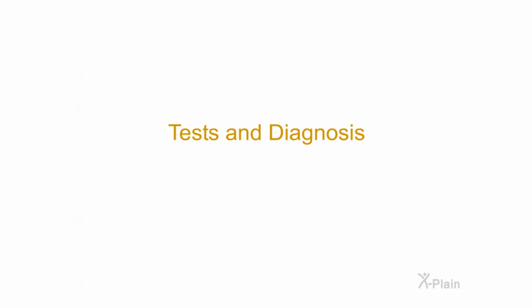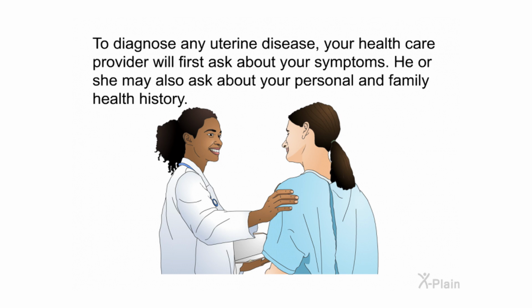Tests and diagnosis. To diagnose any uterine disease, your healthcare provider will first ask about your symptoms. He or she may also ask about your personal and family health history.